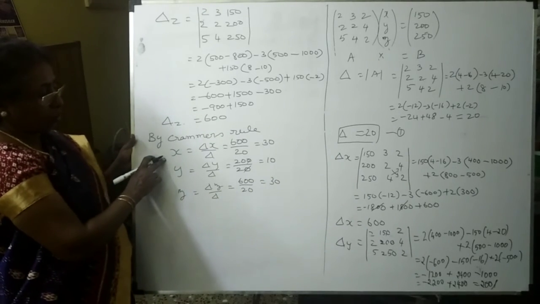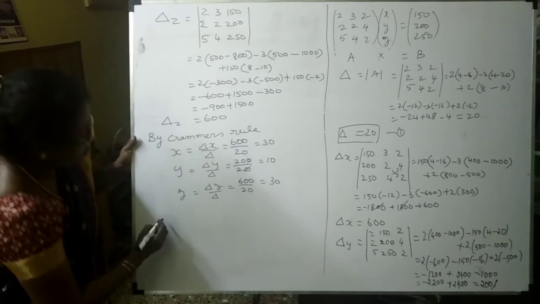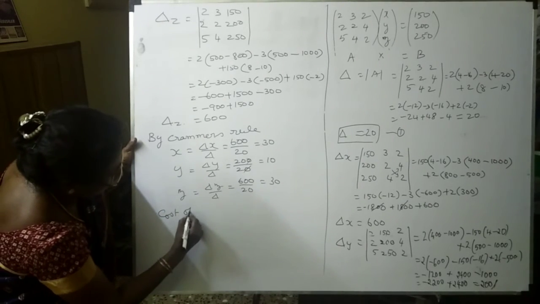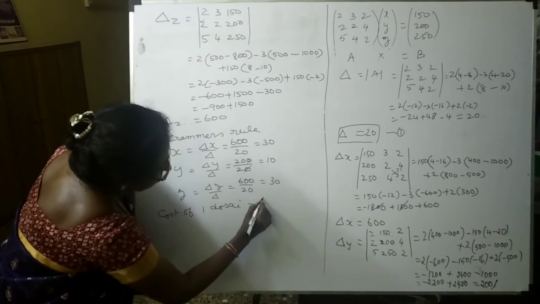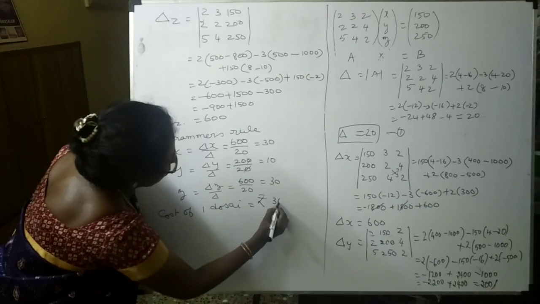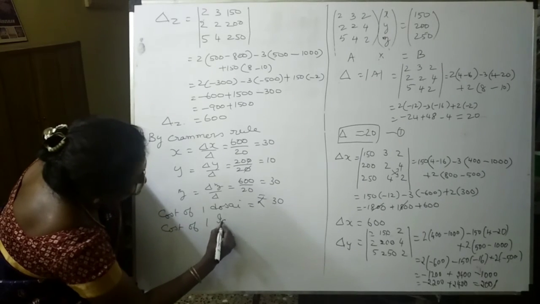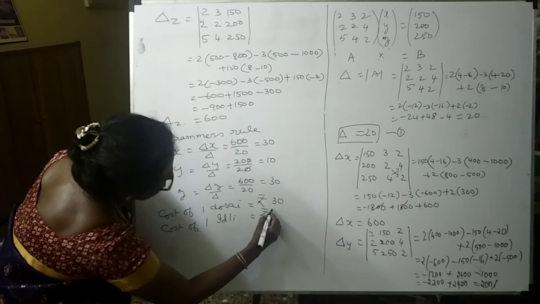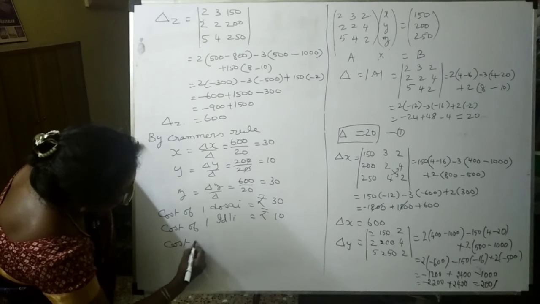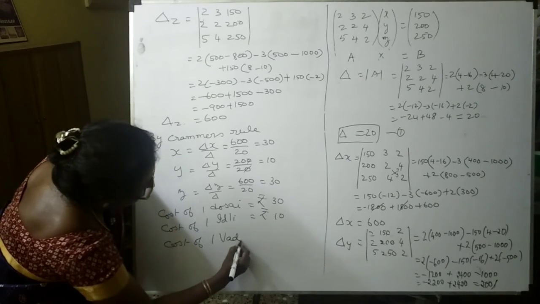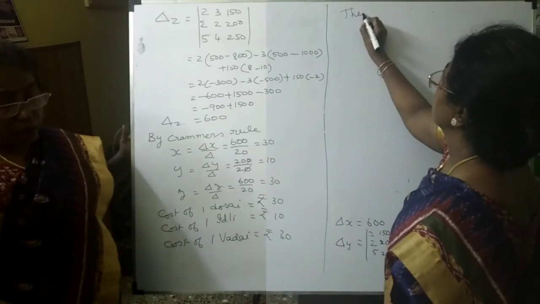Now x is the cost of one dosa, y is the cost of one idli and z is the cost of one vada. So the cost of one dosa is equal to 30 rupees. The cost of one idli is equal to 10 rupees. The cost of one vada is equal to 30 rupees. Now we read the question.